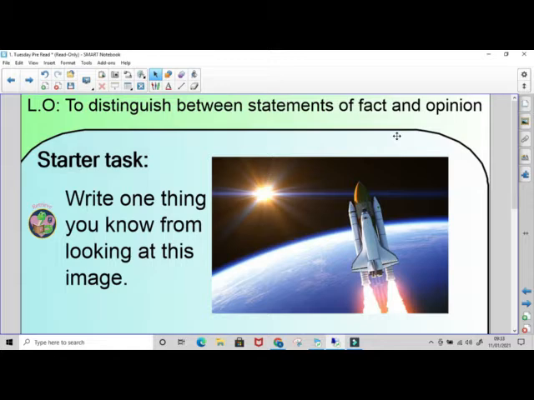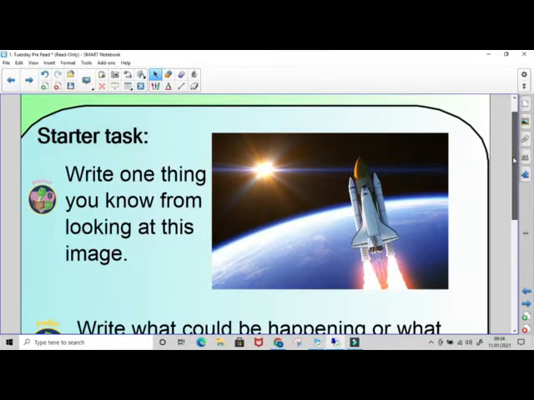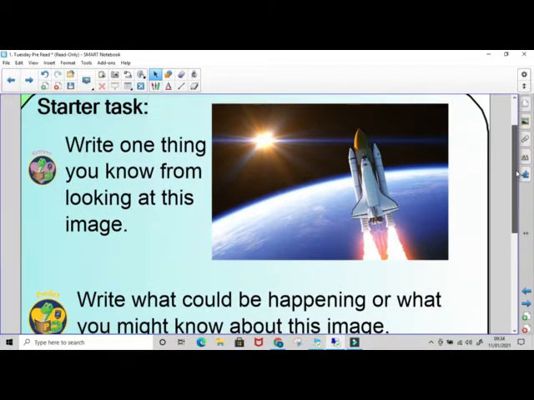And have that discussion. There might be things that you might be able to guess, but we're really just talking about what, without any doubt in your mind, you can take from this image. Okay, and then we're already starting to think about facts in doing that activity. And then also, what could be happening or what you might know about this image. So we're now starting to think about opinions. What do you think is happening? We don't know for sure, but what could be happening in this image? Pause the video whenever you need to, of course, Year 5. And again, have that discussion with someone nearby, just using this image as our starting point this morning.